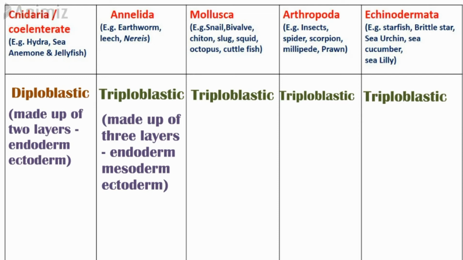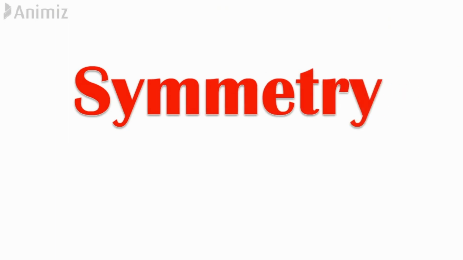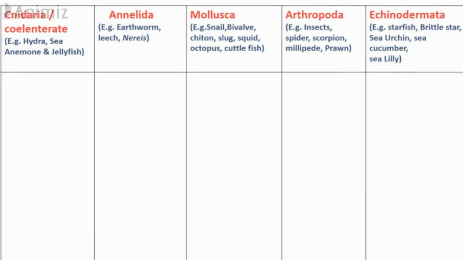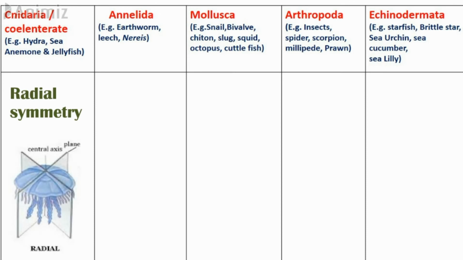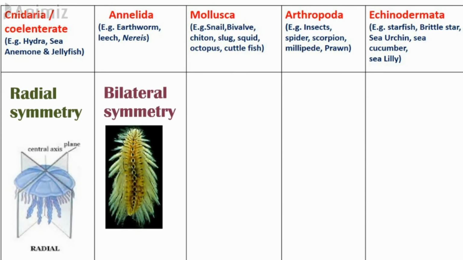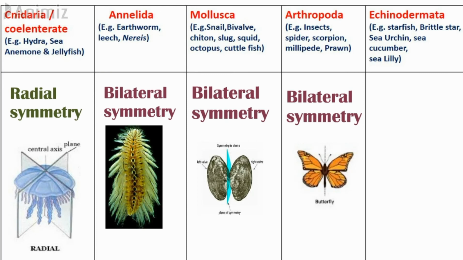mesoderm and the ectoderm. And the next feature that we are going to compare is the symmetry. So first we will see the symmetry of Cnidaria, that is a radial symmetry, which means we can divide it into regular parts through a central axis. Then the Annelida, Mollusca and Arthropoda have bilateral symmetry, which you can divide into two equal halves.